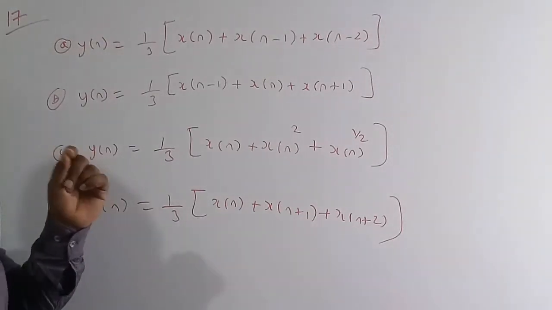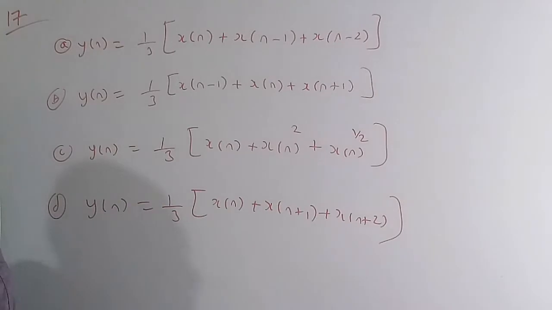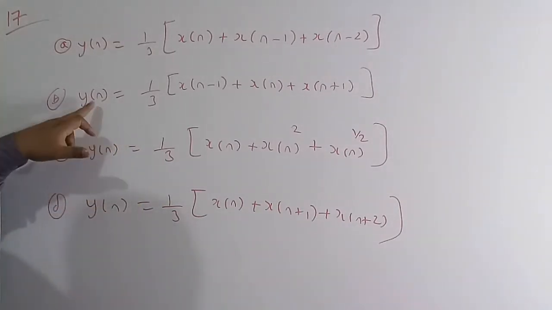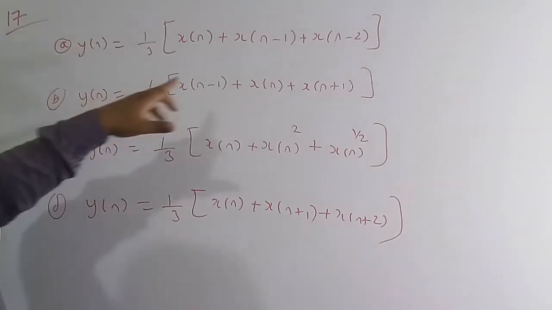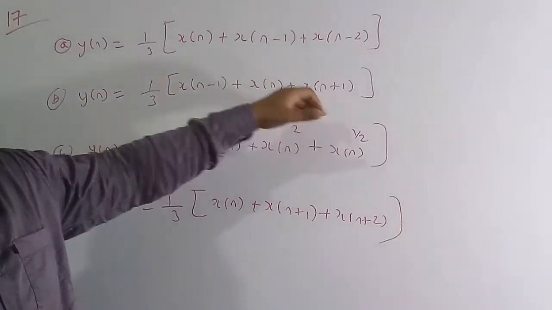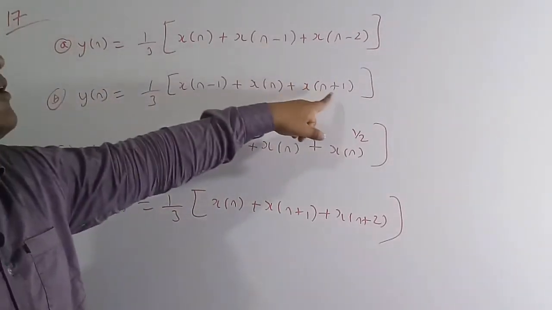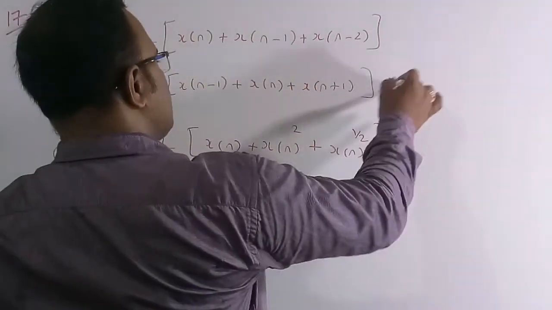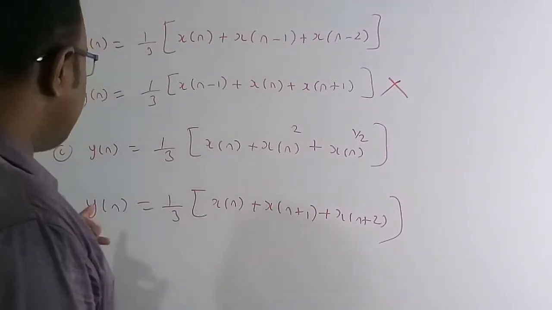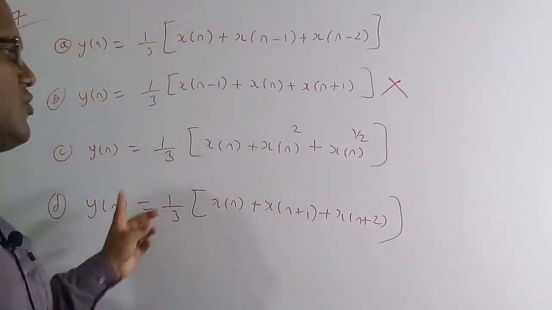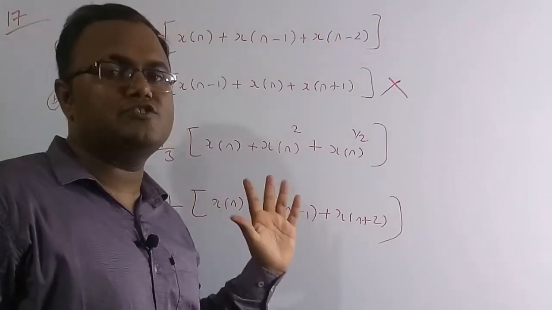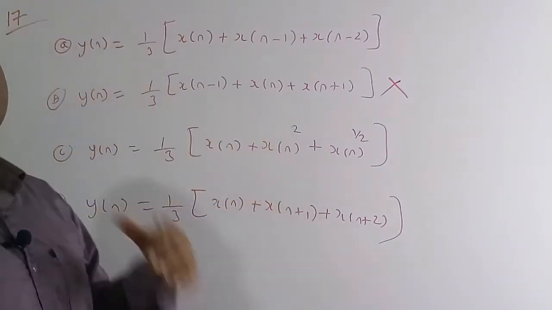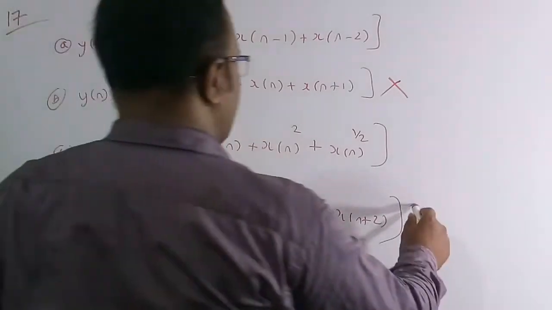If you see carefully, the first property we are going to check is causality. For option B, if n is equal to 0, y of 0 is going to depend upon the future input. So y of 0 is depending upon x of 1, a future input. So we can say this is a non-causal system. So B is not the correct answer. Similarly for D also, y of 0 is going to depend upon x of 1 and x of 2, which means it is also depending upon the future input. So this is a non-causal system.